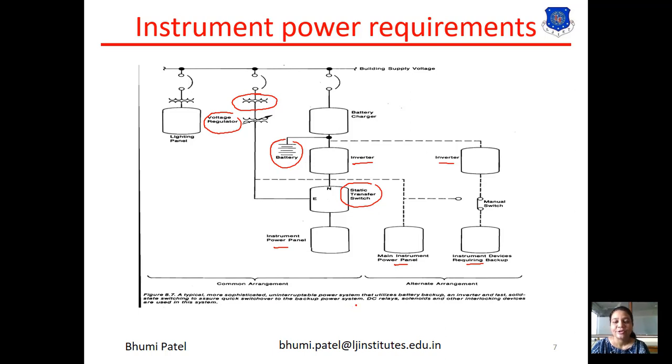DC relay, solenoid and other interlocking devices are used in this system. If we can switch over this power panel to this power panel, that time we can use the inverter, relay, interlocking system, so we can easily switch one panel to another panel. So this is also one type of instrument power requirement system.